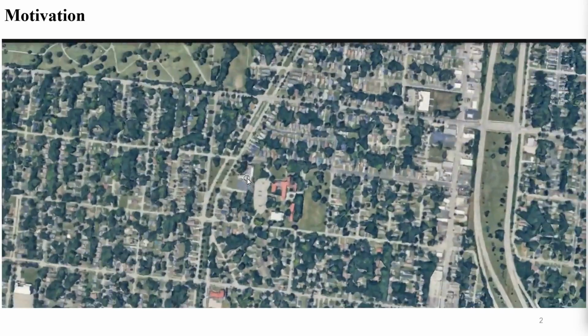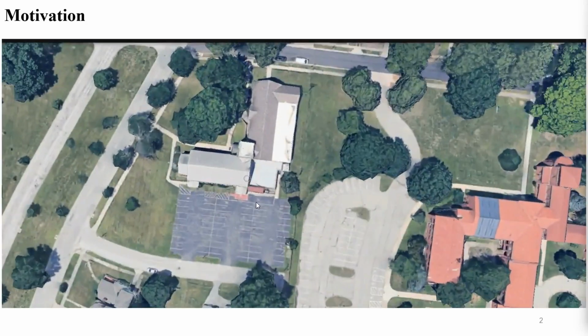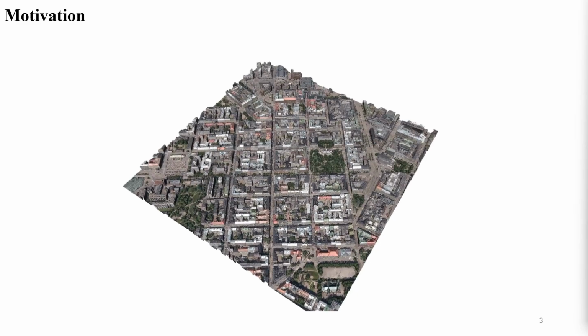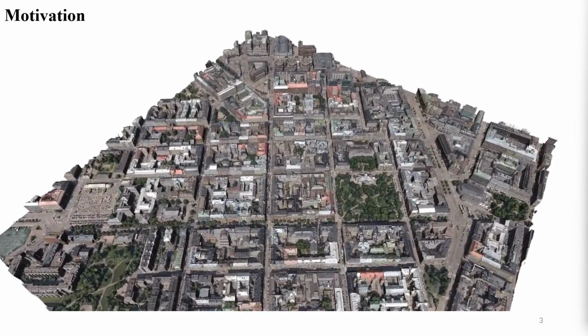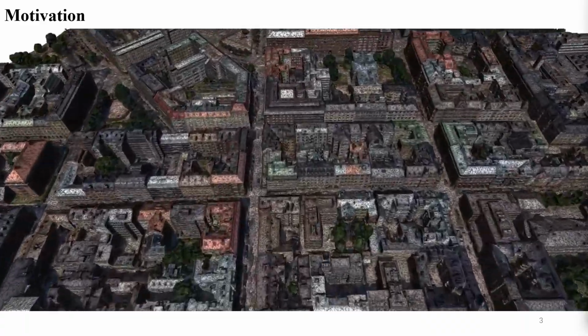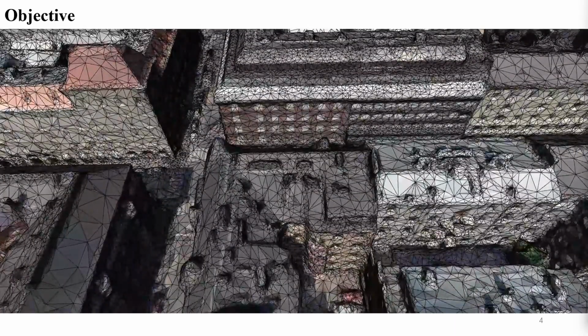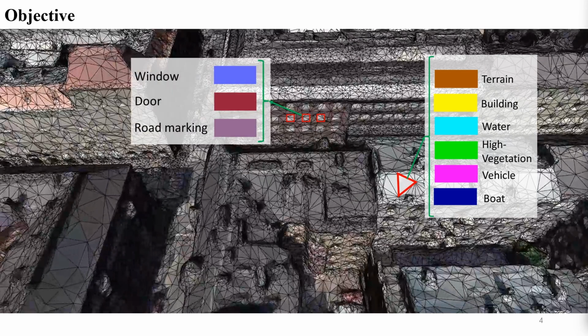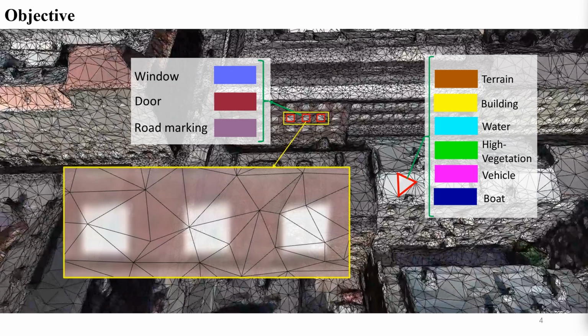For example, Google photorealistic 3D maps visualize over 2,500 cities across 49 countries. Our goal is to create semantic urban meshes by assigning predefined labels to mesh triangles, like terrain, building, water, etc., and to mesh texture pixels, such as windows and doors, since they're better represented in texture images than in irregular mesh faces.